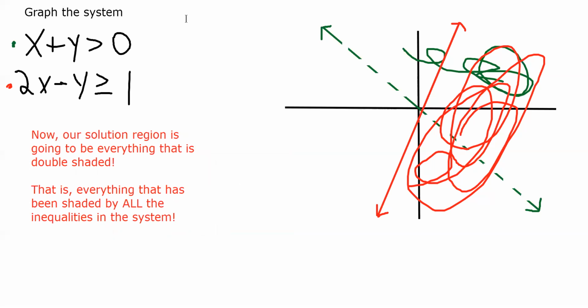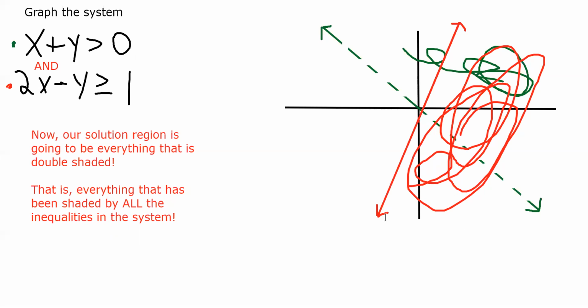Because when you're saying graph this system, you're saying x plus y greater than 0 and 2x minus y greater than or equal to 1. You want both inequalities in the system to be satisfied. If you just look at this region here, this little triangular looking region, it's only shaded red. It's not also shaded green. Thus, only the second inequality is satisfied in this region.